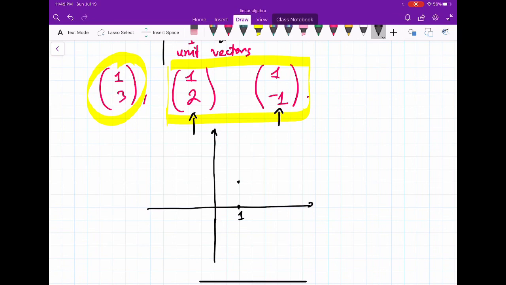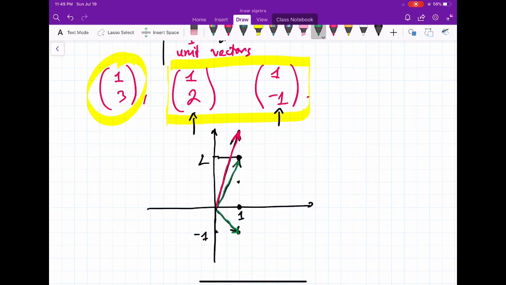This is 2. Okay, so that is the first vector right here. The second vector is 1, negative 1. 1, negative 1 is right here. So I have the second vector. You see, they are not perpendicular, right? Where's 1, 3? 1, 3 is right here. So that is my vector. And I need to express this vector as a linear combination of these two guys.